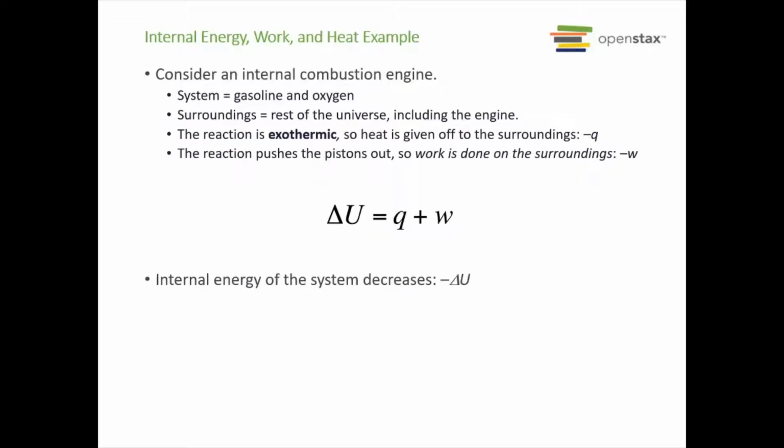So again, our system in this case for the internal combustion engine is our gasoline and oxygen, and the surroundings, the rest of the universe, including our engine. This is an exothermic reaction, so heat is given off, and the reaction is pushing the pistons out, so we are doing work on the surroundings, giving us a negative W. So negative Q and a negative W, we are decreasing our internal energy of our system.